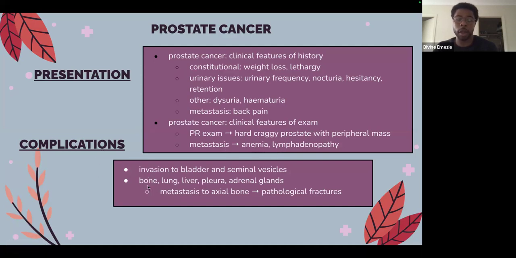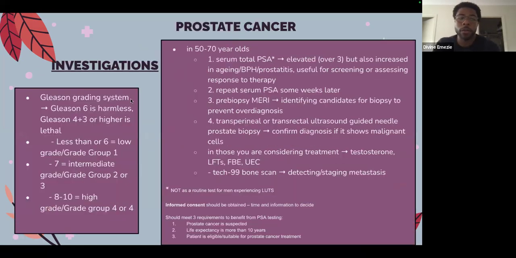Complications, mainly thinking about metastasis to the bone, liver, and surrounding organs, as well as lung. And think about how metastasis to the bone may present as a fracture instead. For prostate cancer, grading and staging are less relevant for you, but for med school, you see. I'm going to include it as well because it is important in real life.